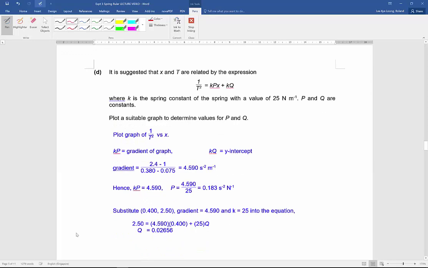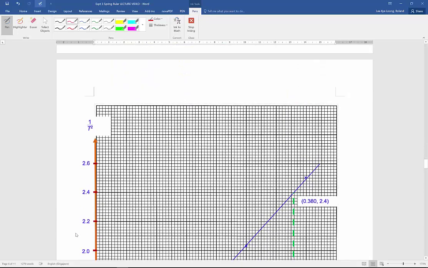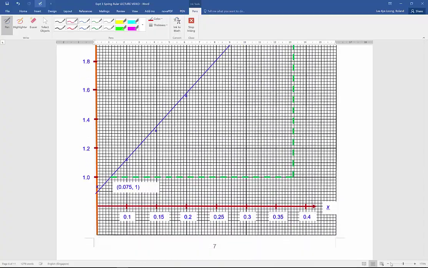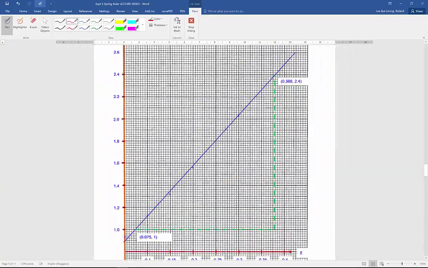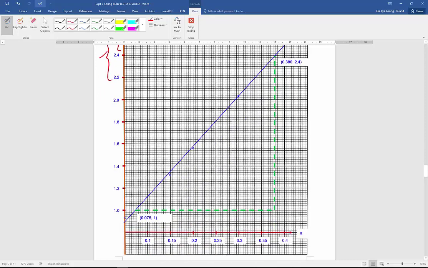So this is the calculation part, but of course before you can calculate, you need to look at the graph. So let's plot the graph now. So we are plotting 1 over T squared versus x. So let's look at the graph. First of all, the labeling interval, you must label at least every 4 cm. So this is labeled at least every 2 cm. So that's fine, for both the y-axis and the x-axis.